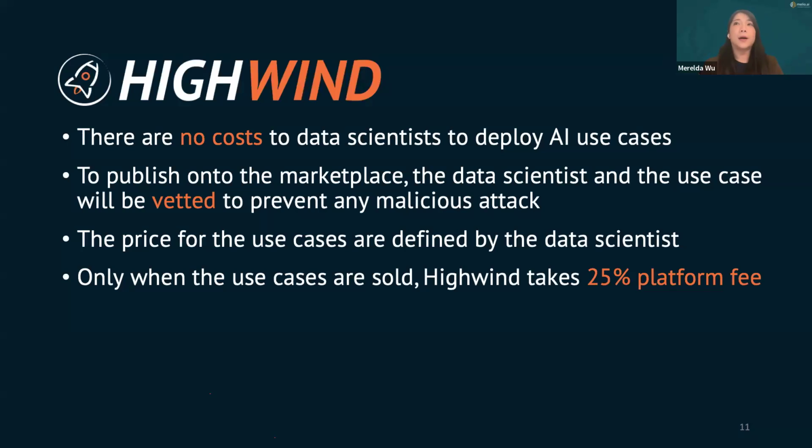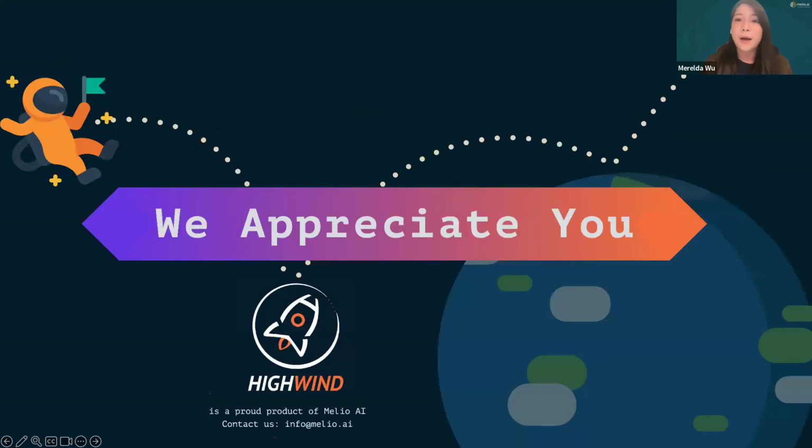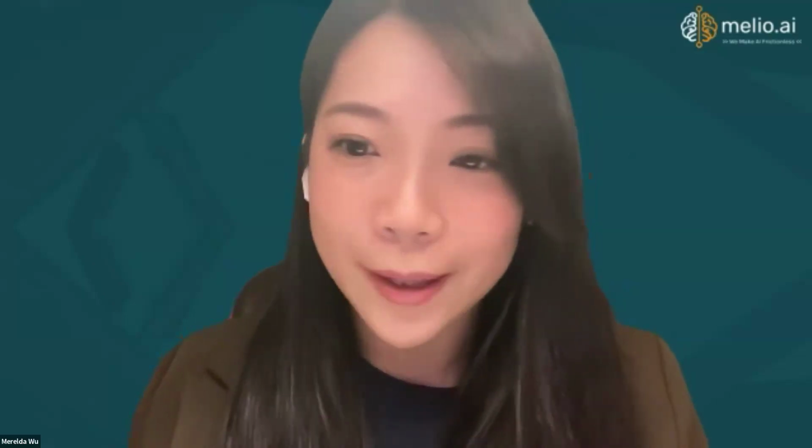So these are some of the frequently asked questions. For a data scientist, there is no cost for you to deploy AI use cases, but to publish them onto the marketplace, you will have to be vetted. That's why we're only selecting the top competition winners to become verified sellers on the marketplace. And the price of the use cases is defined by you. If you think it's $5 or $500, you think someone will buy it, you are very welcome to set that price. And only when the use cases are sold, then we will take a 25% commission fee for hosting the solution on the platform. And that is it of everything that we wanted to share. And yeah, looking forward to your questions.